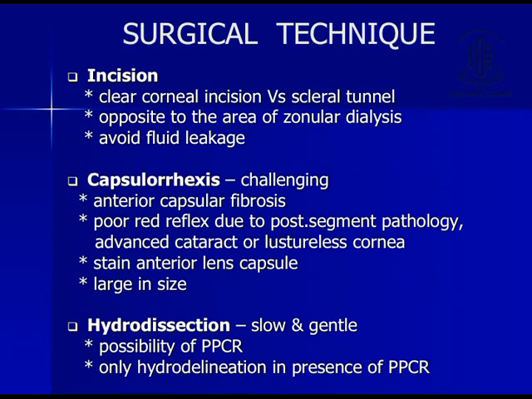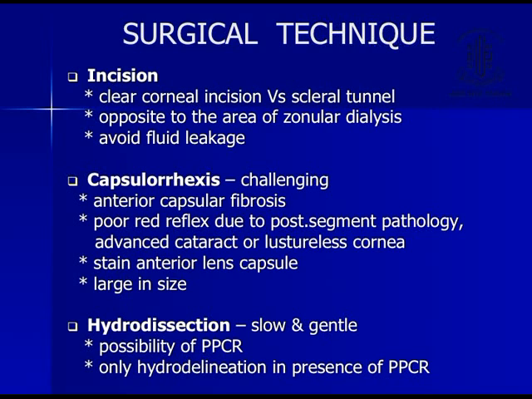As far as the surgical technique is concerned, as I said, because of conjunctival scarring, the scleral tunnel is more difficult to make. It should always be made opposite to the area of zonular dialysis if present. Capsulorhexis is often challenging in these eyes because of poor red reflex owing to the coexisting posterior segment pathology, and anterior capsular fibrosis. It is therefore better to stain the lens capsule because visibility is already low. It should be adequately large in size because these cataracts are often more dense.